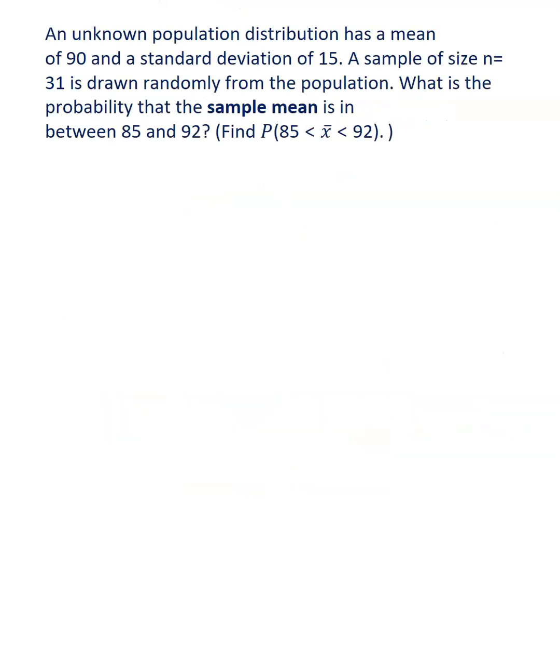An unknown population distribution has a mean of 90 and a standard deviation of 15. A sample of size n equals 31 is drawn randomly from the population. What is the probability that the sample mean is in between 85 and 92? So basically they want us to find P of 85 less than x bar less than 92. Highlight the ones we are given. Mean is 90, standard deviation is 15, sample size is 31.